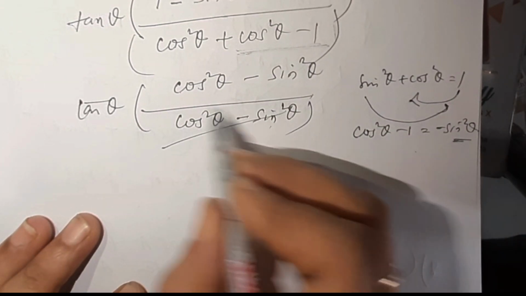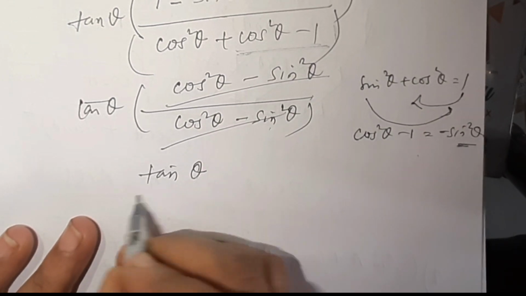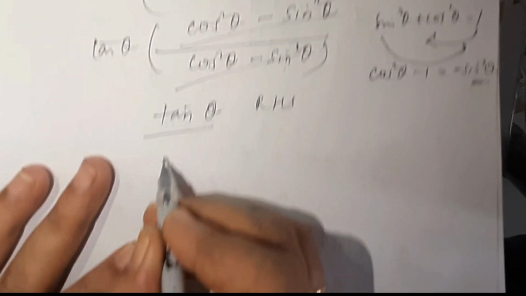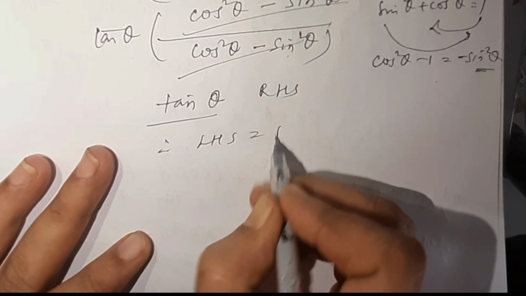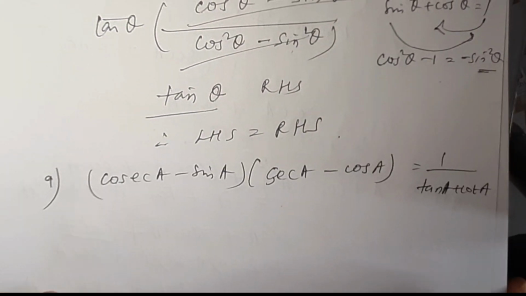Now we got both numerator and denominator the same, so they will get cancelled. So thus it is tan theta, which is our RHS. Therefore again LHS and RHS both are equal. Let's start with the next question.